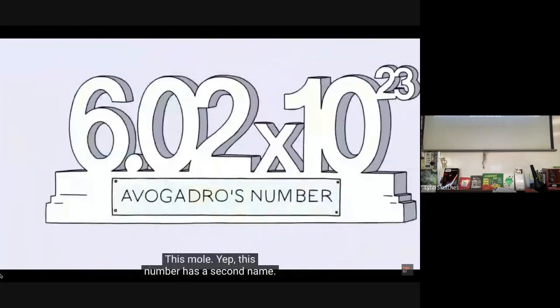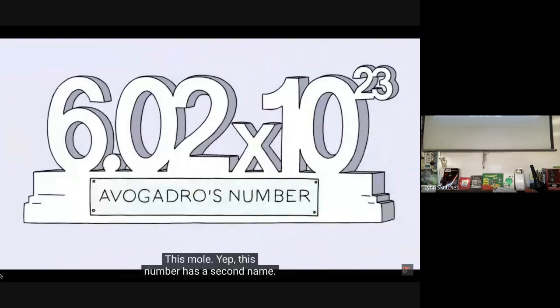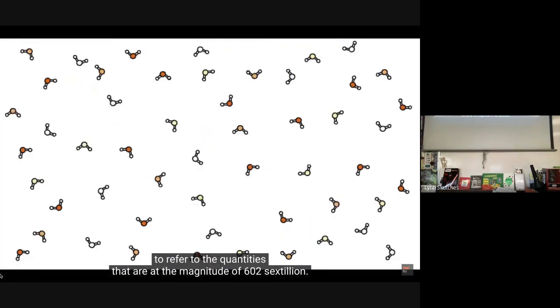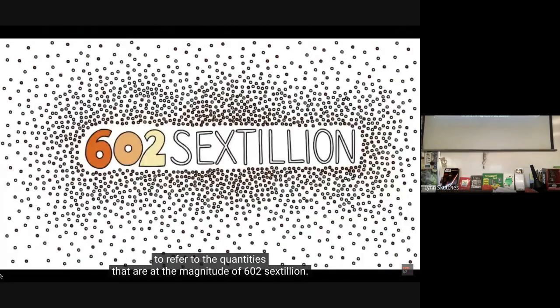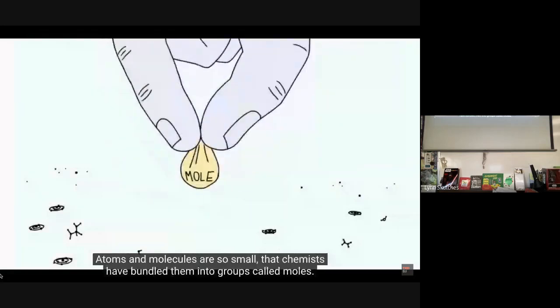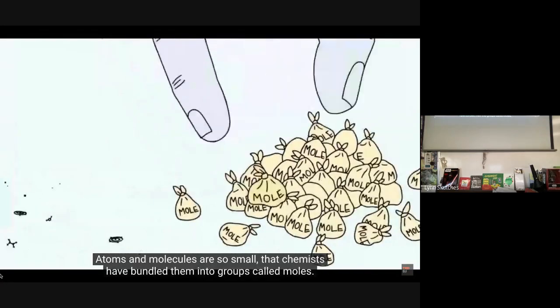Not that mole. This mole. Yep, this number has a second name, the mole. Chemists use the term mole to refer to quantities at the magnitude of 602 sextillion. This is known as a molar quantity. Atoms and molecules are so small that chemists have bundled them into groups called moles.